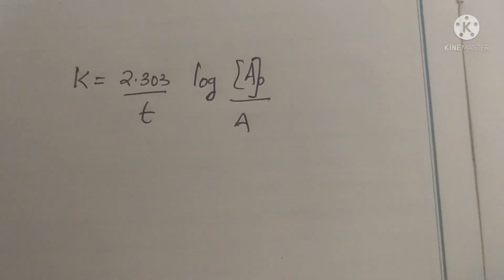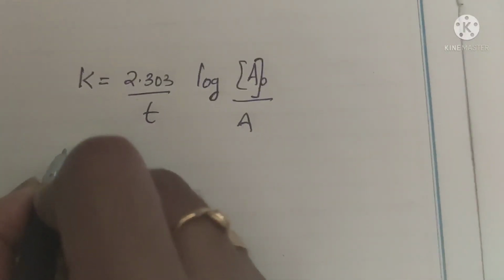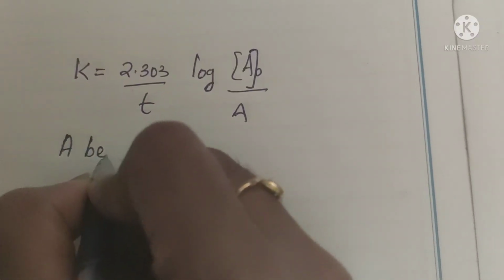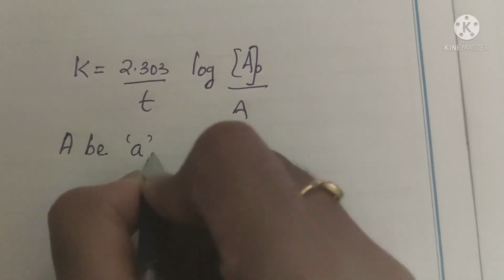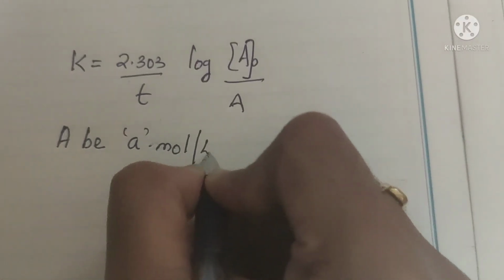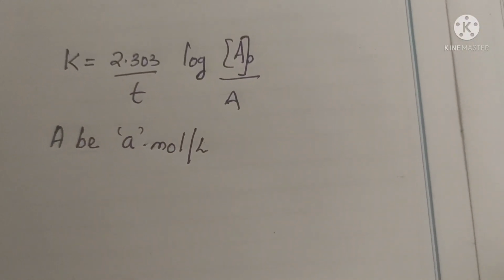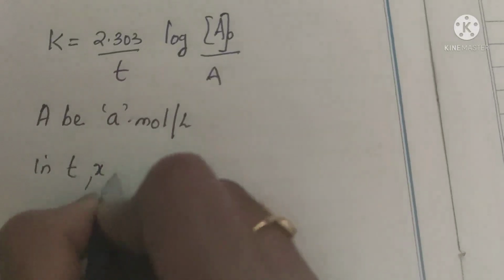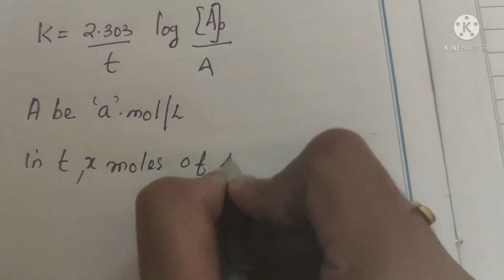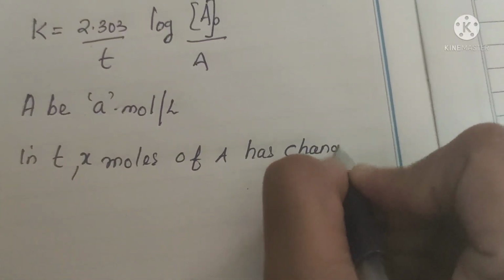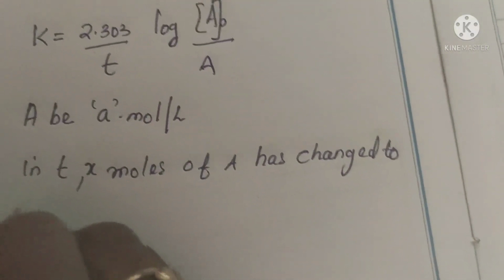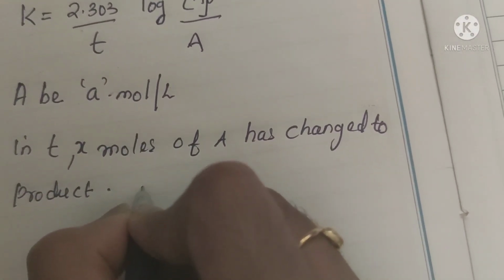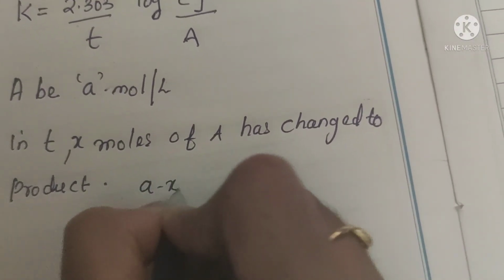And this equation can also be written in an alternative form. Let the initial concentration of A be taken as small a moles per liter. Suppose in time t, small x of A has changed to product. Then the concentration of A at time t is a minus x.